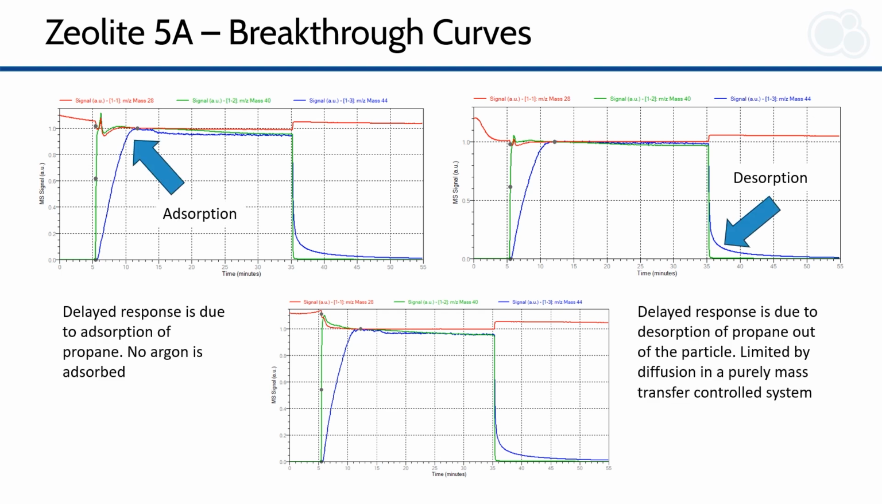The delayed response is due to the adsorption of propane. We can see that no argon is adsorbed. Roughly when we start the experiment at that 5-minute mark, there's complete breakthrough of argon almost immediately. Looking at the desorption branch, we see a similar thing, where there is an immediate drop in the argon concentration at 35 minutes, and then there's a delayed response due to the desorption of propane out of the particle.